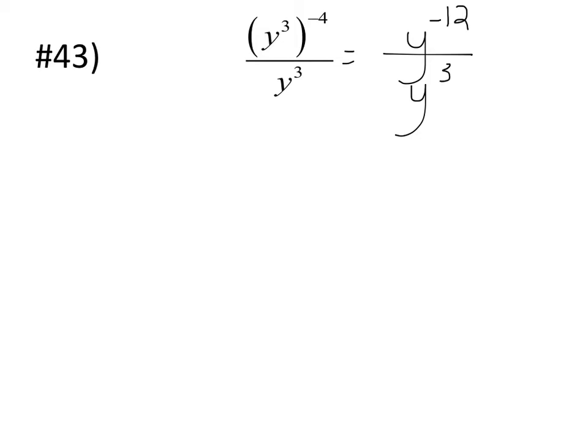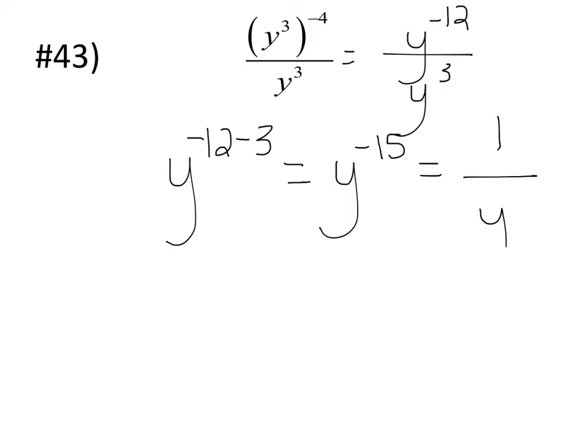So this is a quotient rule, because it's the same base. So it's y to the negative 12th minus 3, because quotient rule says, like bases, you subtract the exponents. So negative 12 minus 3 is y to the negative 15th. And because it's a negative exponent, you drop it like it's hot. So it becomes 1 over y to the 15th.